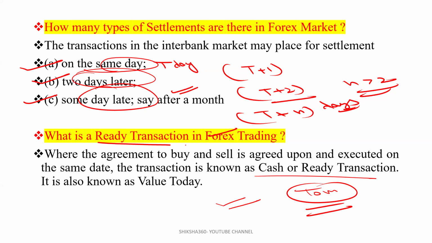So what is a ready transaction in the forex market? That's one that is on the T day, when the agreement to buy and sell is agreed upon and executed on the same day. Clear? That transaction is known as the cash or the ready transaction. It is also known as the value today. Clear?